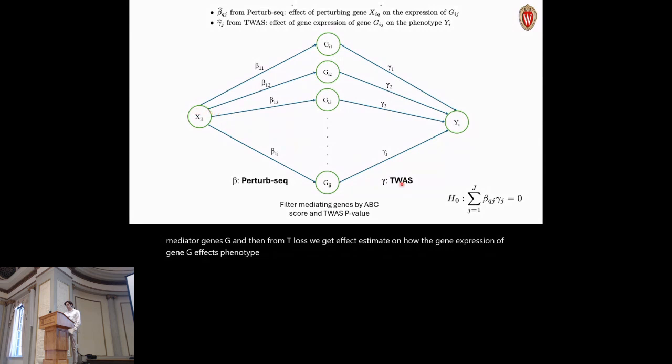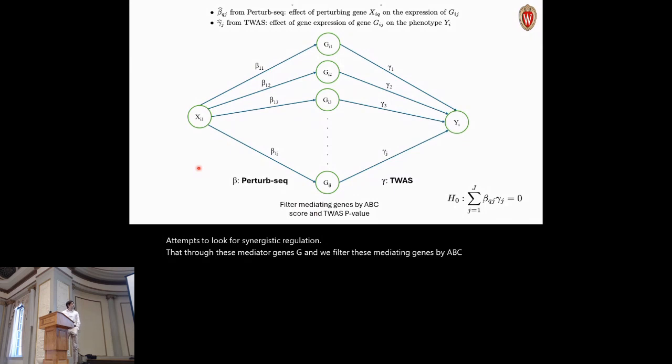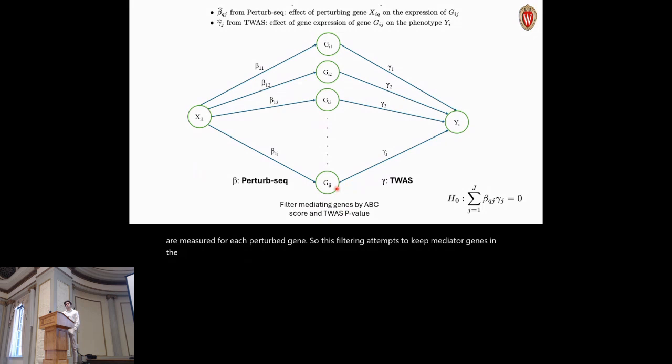So our model attempts to look for synergistic regulation through these mediator genes G. And we filter these mediating genes by ABC score and TWAS p-value, because from Perturb-seq we get many tens of thousands of downstream genes that are measured for each perturbed gene. So this filtering attempts to keep mediator genes in the middle that are important in the cell type that we're looking at for the phenotype that we care about.